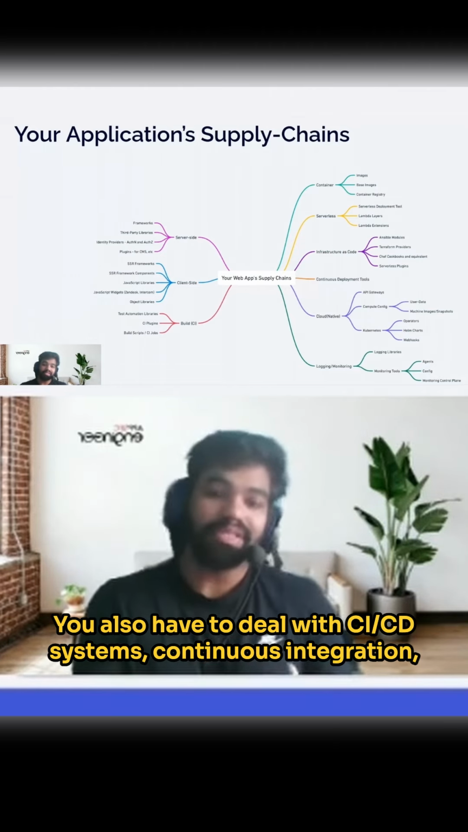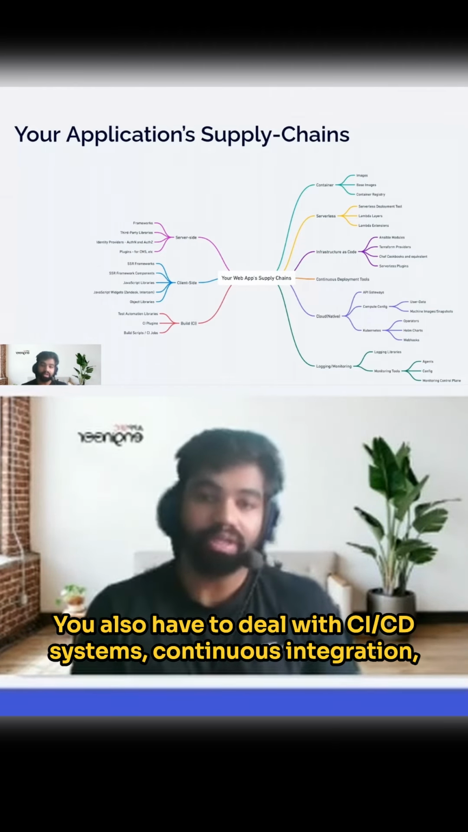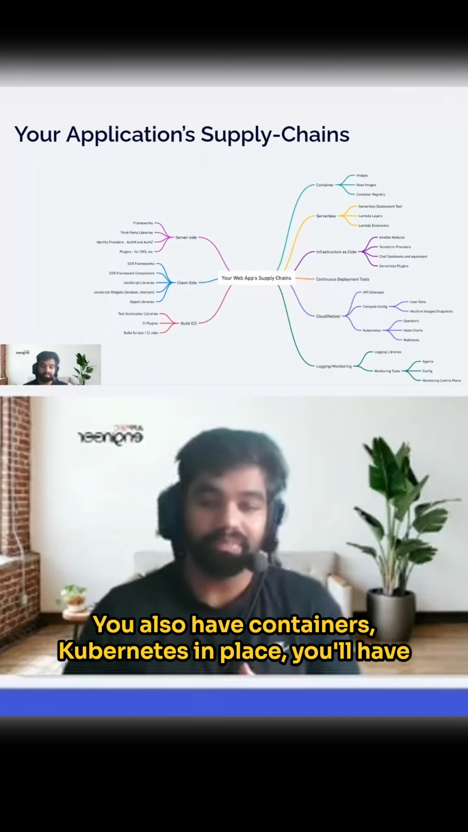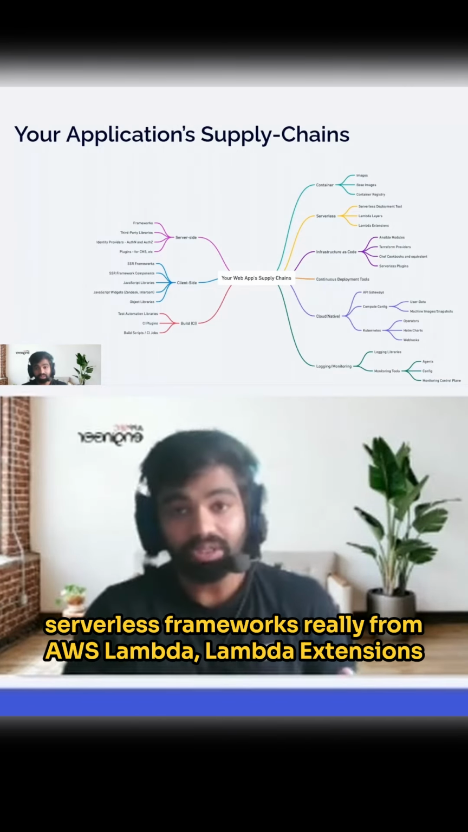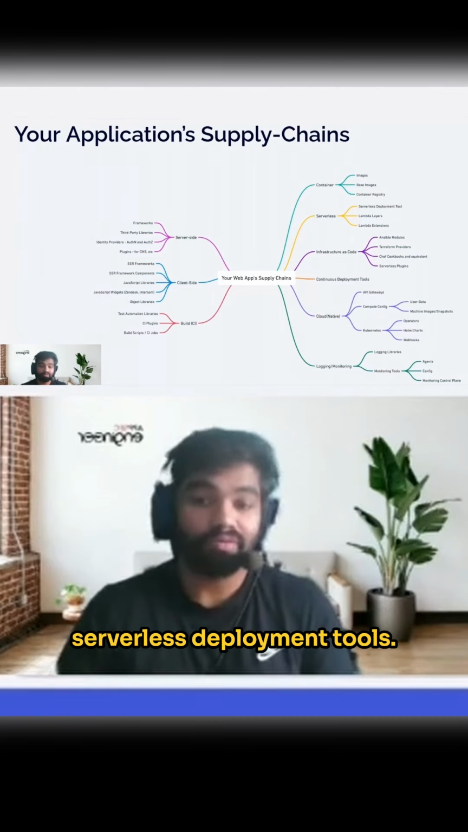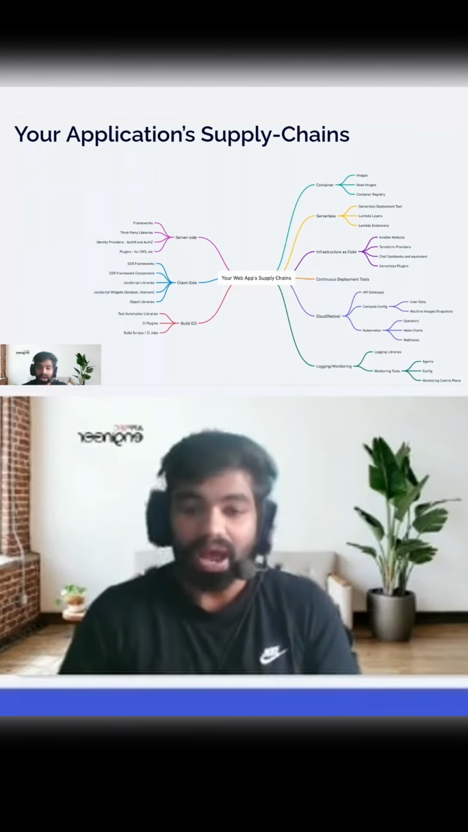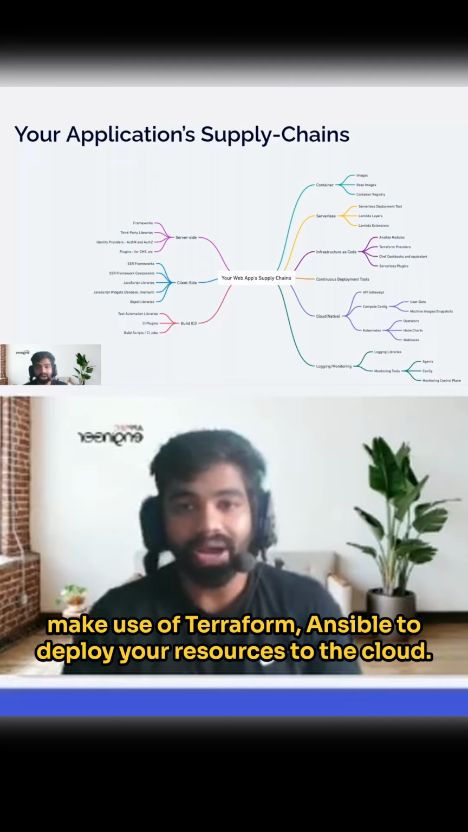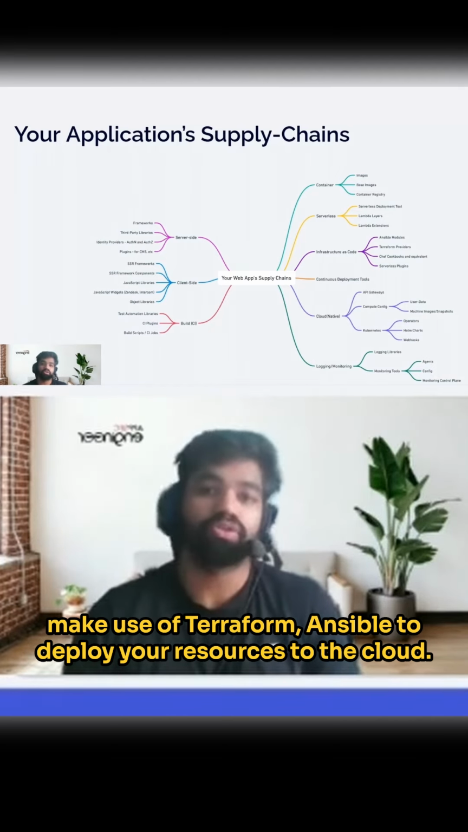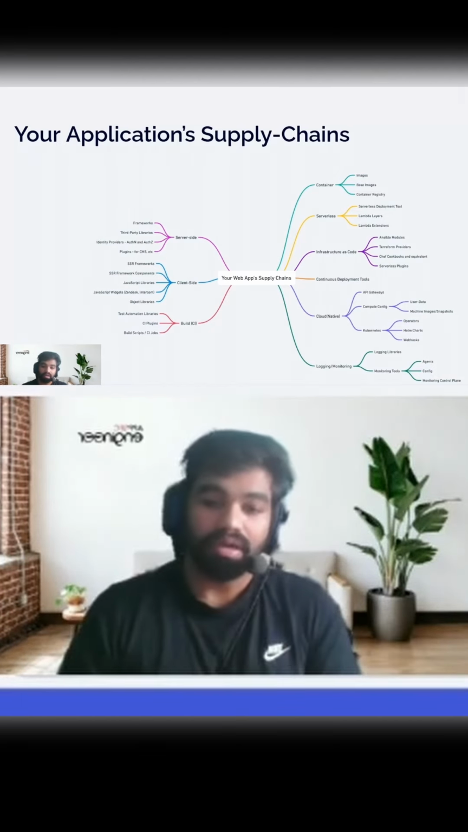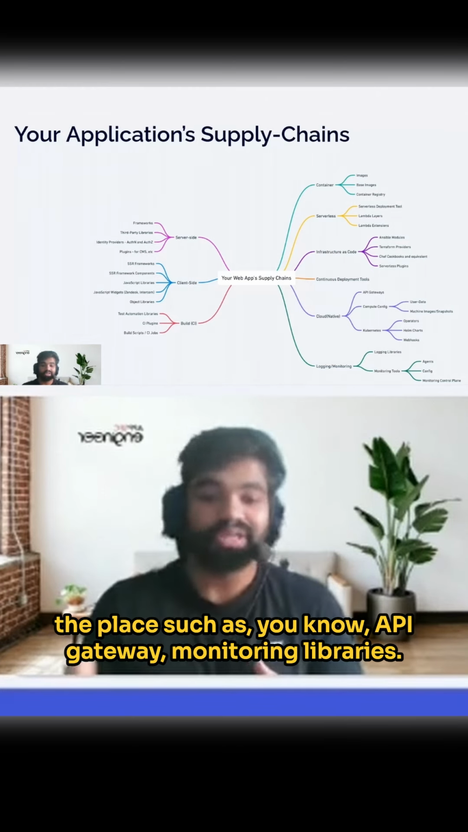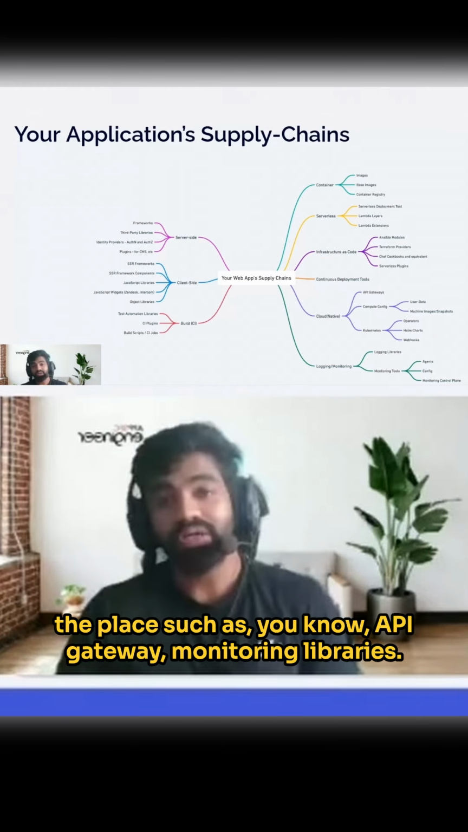You also have to deal with CI/CD systems, continuous integration, continuous deployments. You also have containers, Kubernetes in place. You'll have serverless frameworks ranging from AWS Lambda extensions, serverless deployment tools. And you might also make use of infrastructure as code. You might make use of Terraform, Ansible to deploy your resources to the cloud. And you might also have a lot of cloud native components in play, such as API gateway, monitoring libraries.